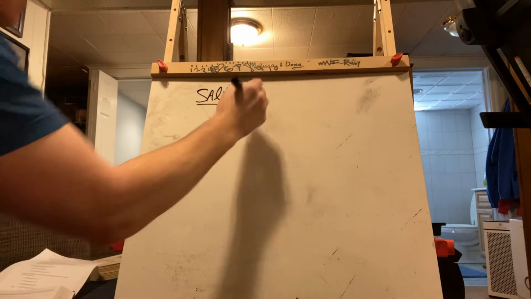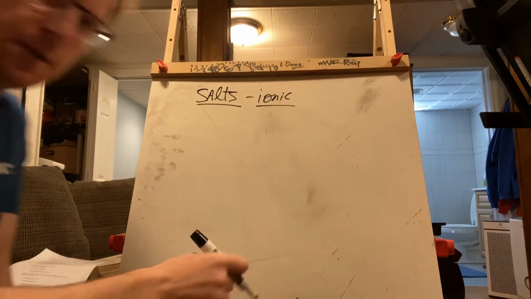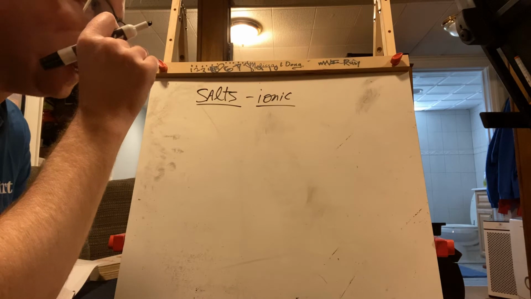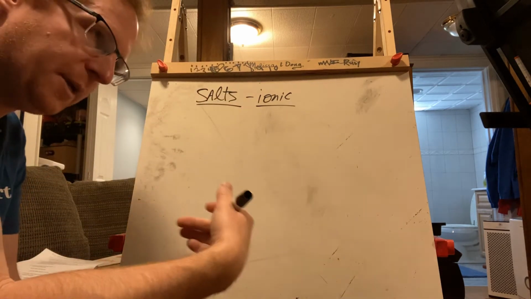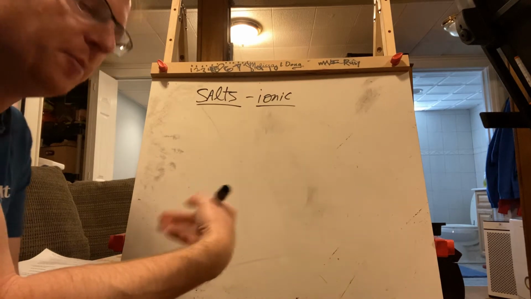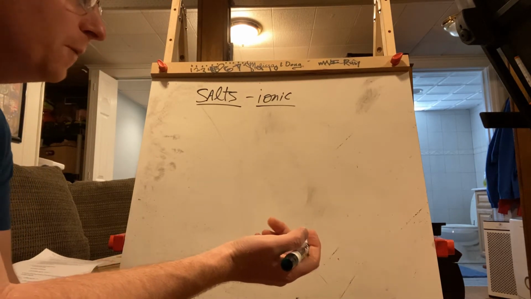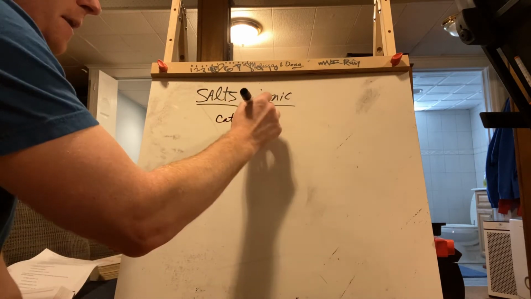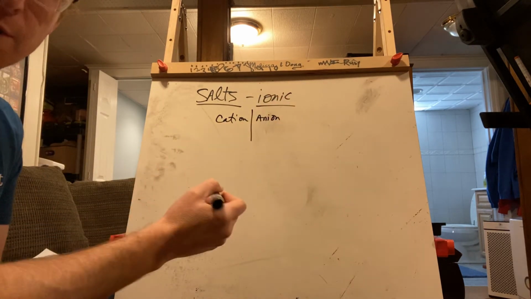So salts are generally thought of as just some ionic compounds, and usually you think metal nonmetal, or metal polyatomic ion, or polyatomic ion nonmetal, or polyatomic ion. There's like 4 different ways you could have a salt. What I like to do with salts is split them up into cation and anion, so plus minus. And all you do is you just split them up.